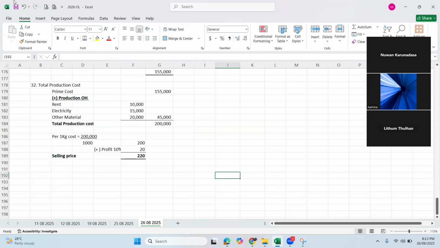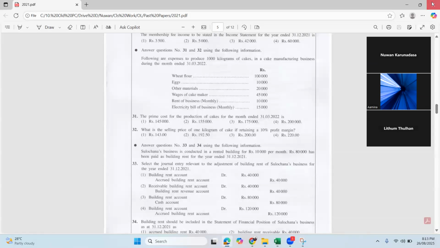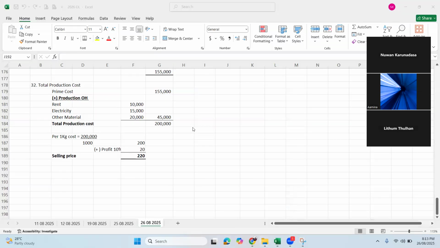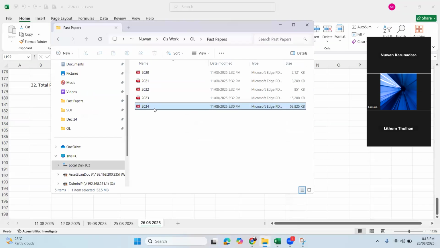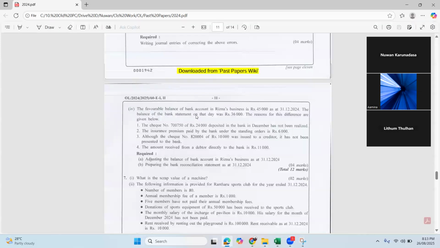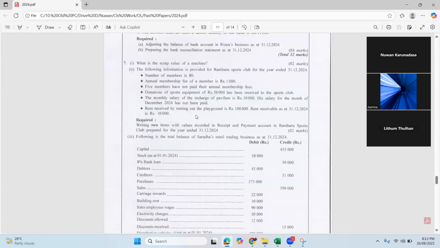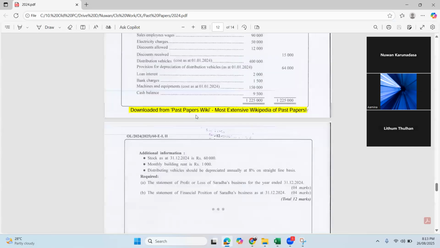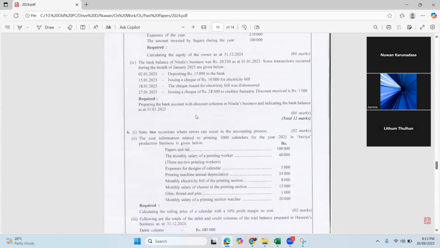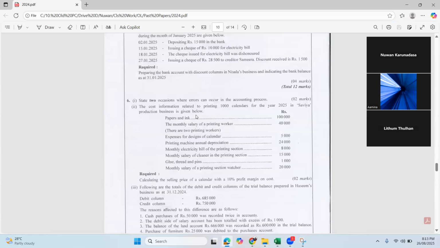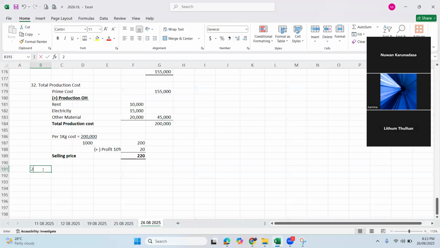Okay, very good. So we'll do one more question. This is 2021. We'll see the latest paper. So you need to remember these formats. Remember, students. Here, 2024, question number 6. 2024 O level, question number 6.